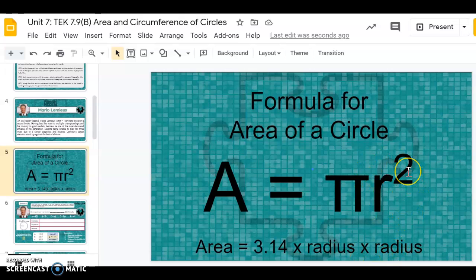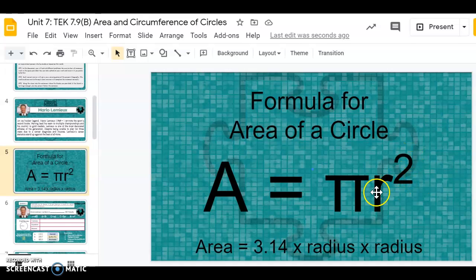So what we're doing right here is radius squared, which is not radius times 2. Radius times 2 equals diameter. Radius squared is radius times radius. Meaning if this r was a 5, it would be 5 times 5. Or if it was a 2, it would be 2 times 2. If it was a 10, it would be 10 times 10. It is not radius times 2.